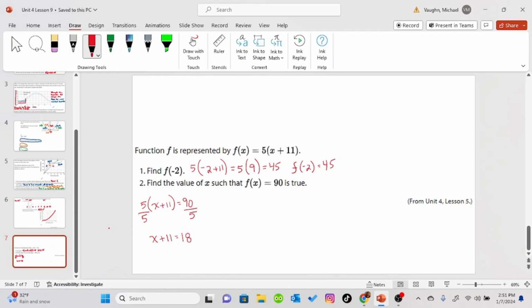We have one more step to get x by itself, and that's to get rid of this plus 11. The opposite of plus 11 is minus 11. And if I subtract 11 from the left side, I must subtract 11 from the right side so that it stays equal. 11 minus 11 is 0. 18 minus 11 is 7. So we get our answer, x equals 7.